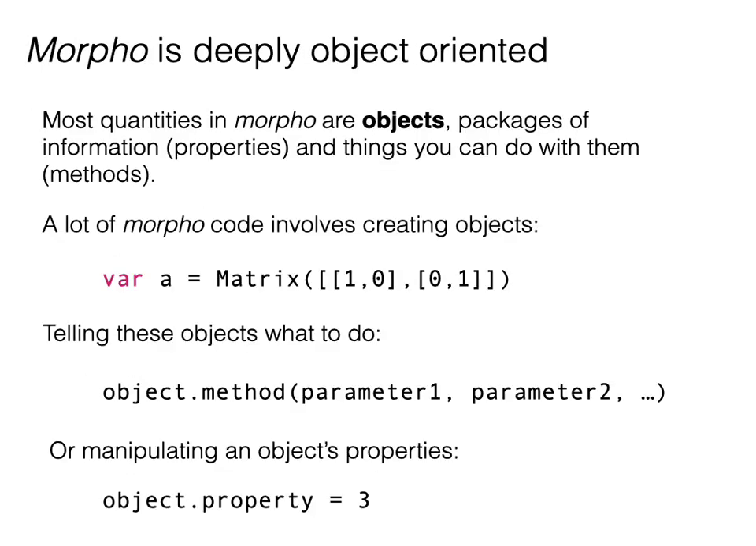Now for classes and objects. Morpho is a deeply object-oriented language. Most quantities actually are objects. They're packages of information, data, and a collection of methods or things you can do with them. Most Morpho code involves creating objects. You can usually identify when an object is made because the function starts with a capital letter. Once you've made objects, you can tell them what to do by calling a method on them and giving some parameters. You can also specify and manipulate an object's properties as well.